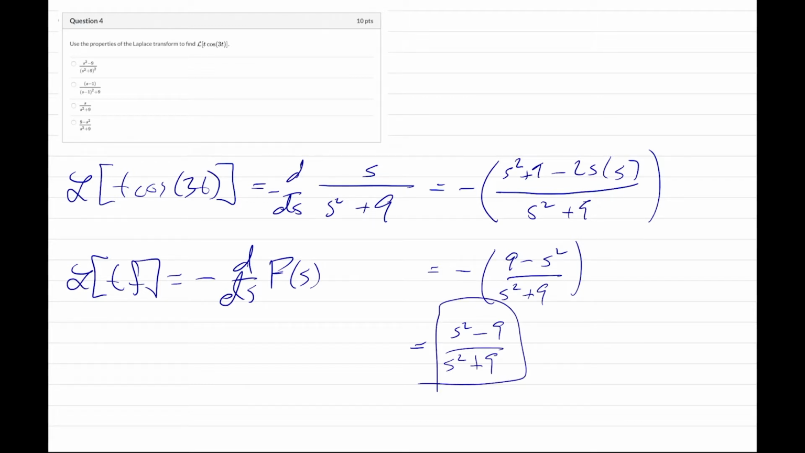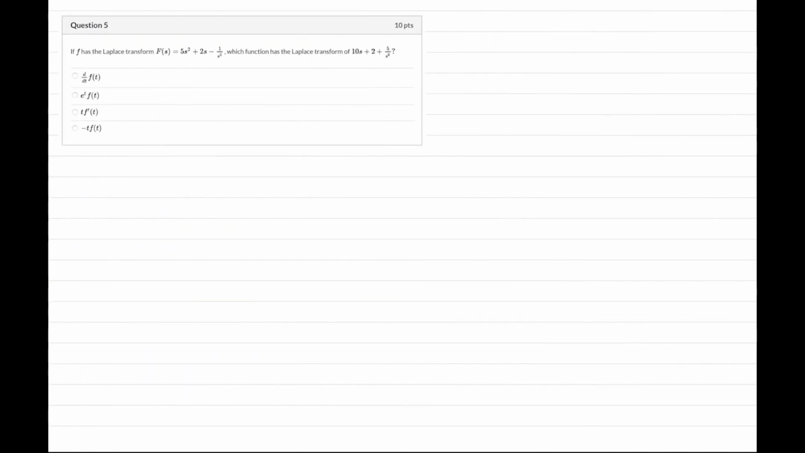And, oh, sorry, quotient rule, you should square the bottom. That was a mistake. There we go. And so that gives me this guy. Okay, cool.